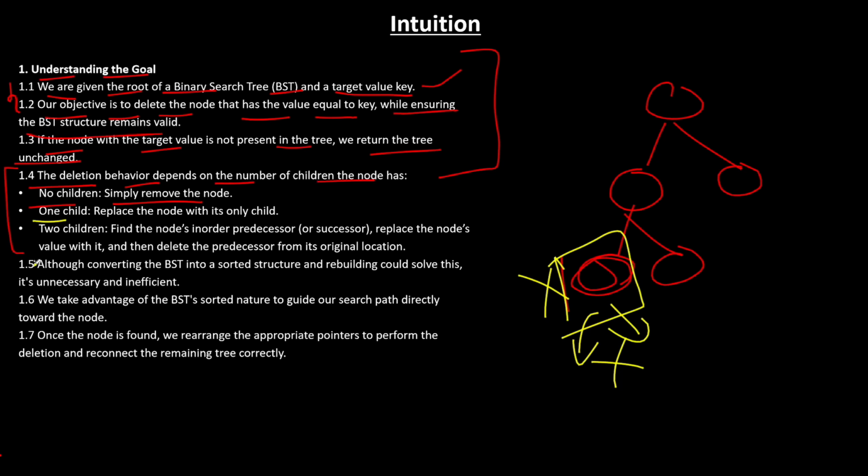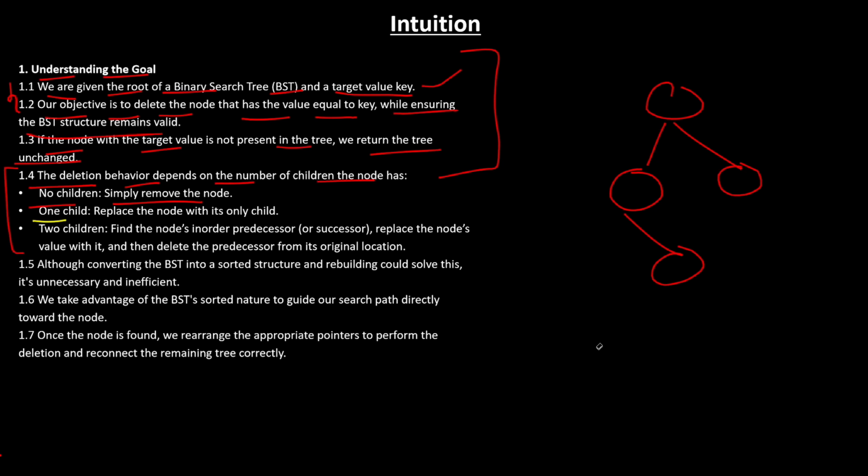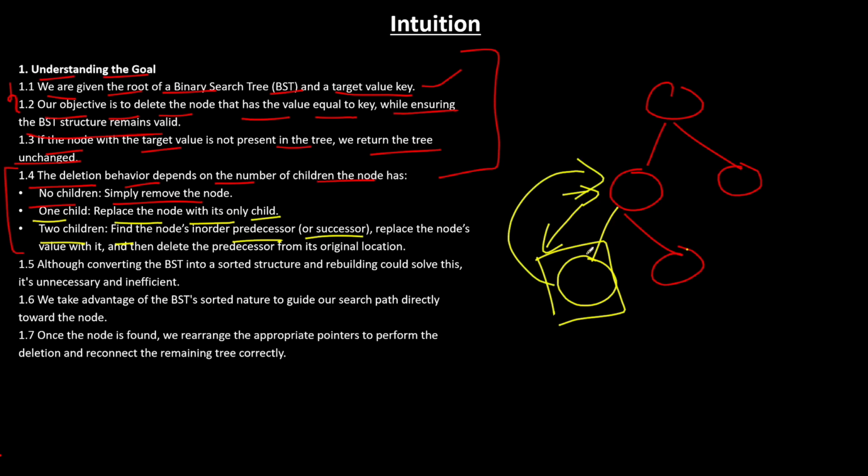If it has one child, suppose let's take this example itself. Suppose here this node has only one child. Since this node has to be deleted, we replace the node with its only child. So if this has to be deleted, we just replace it with it. It could be the right child or it could be the left child, but it has to be the one child itself. If it has two children, then what to do? Look for any one of the nodes which could be the predecessor or successor, and we can just replace it with that particular node.